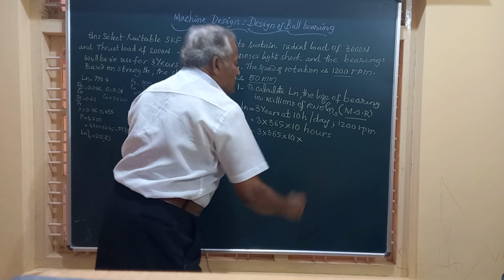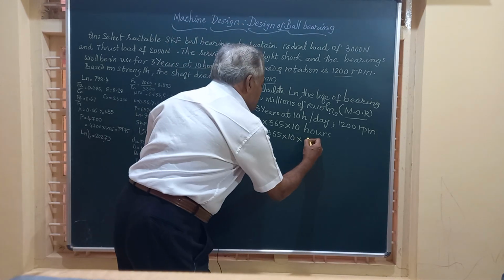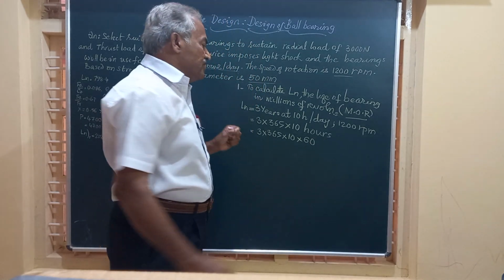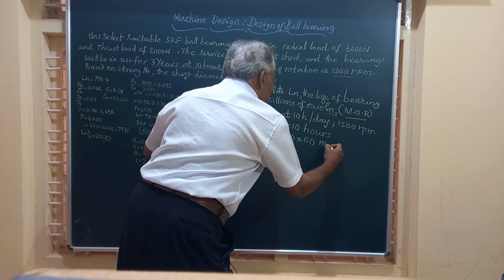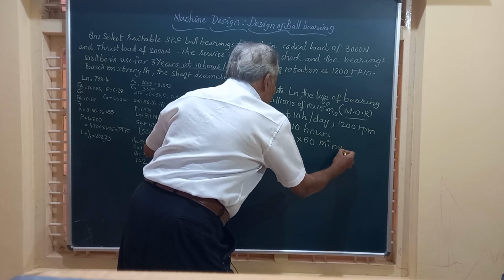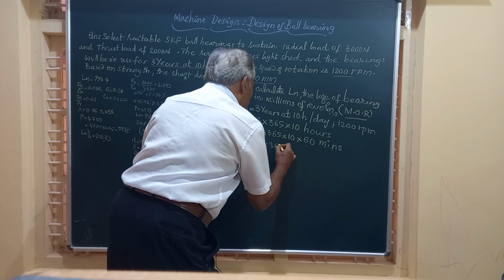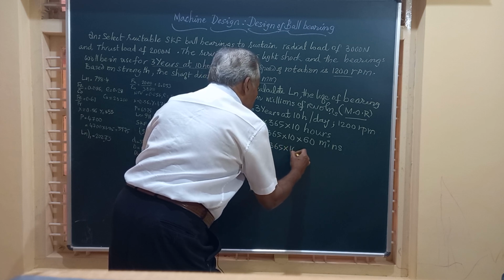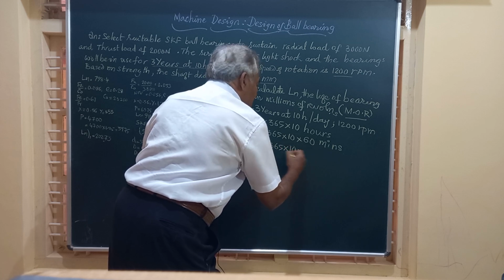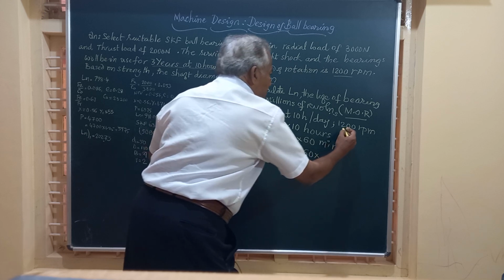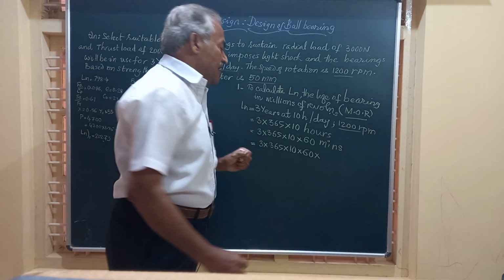I am going to multiply it by 60 to convert that to minutes. So finally, friends, this is 3 into 365 into 10, so many days, hours into minutes, that I am going to multiply by 1200 rpm.